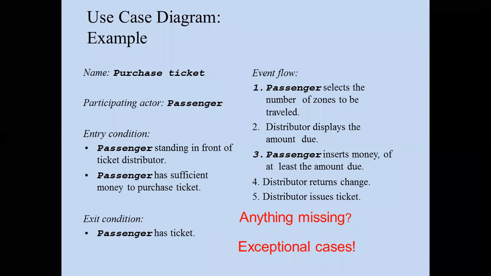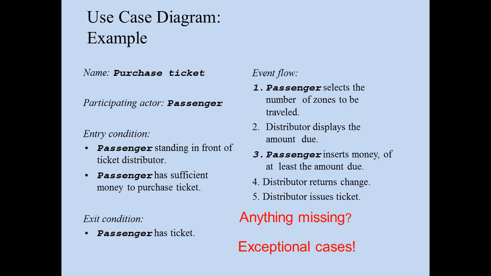Consider the example of purchasing a ticket. The participating actor is the passenger. Then the entry conditions: the passenger is standing in front of the ticket distributor, and the passenger has sufficient money to purchase the ticket. The passenger has to purchase the ticket. And what is the exit condition? The passenger has a ticket.